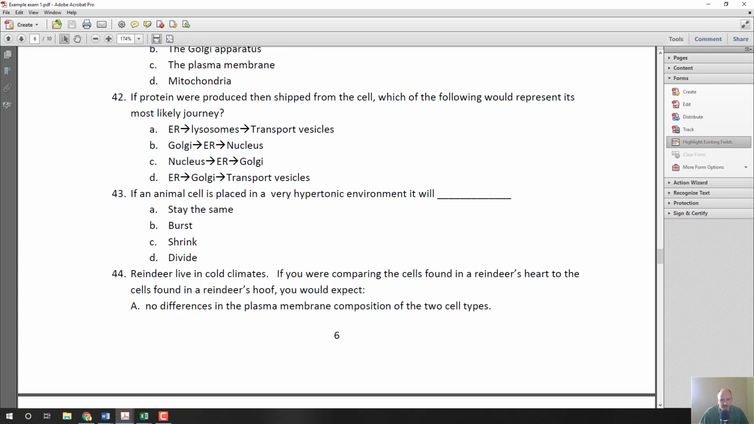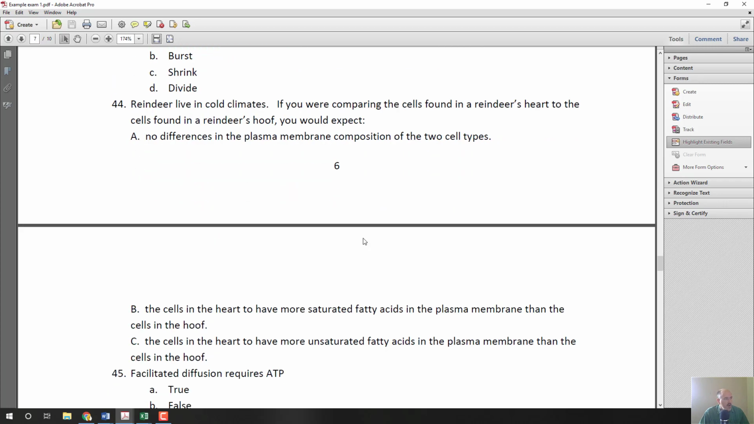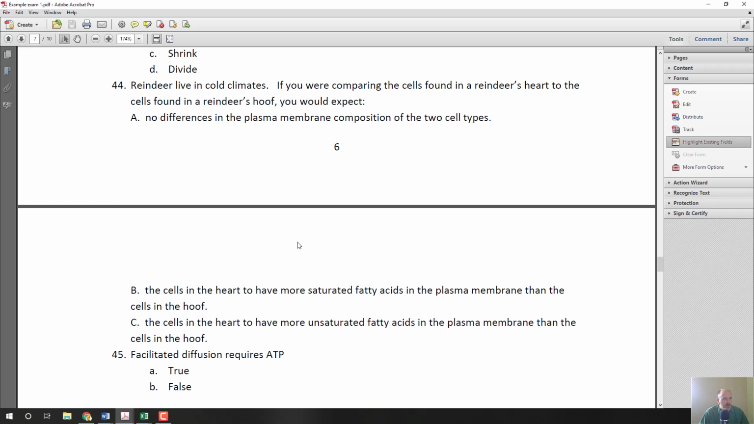Number 43. If an animal is placed in a very hypertonic environment, what will it do? Well, it's going to C, shrink. Once again, that'll be on our second exam. Number 44 also has to do with some questions that'll be on, well, actually, that one could be on this exam, but let me just explain it to you real quick.